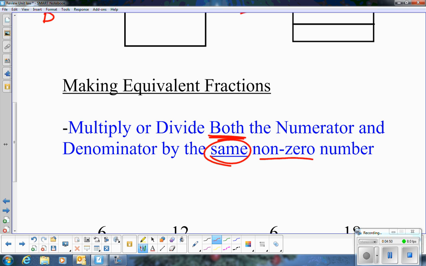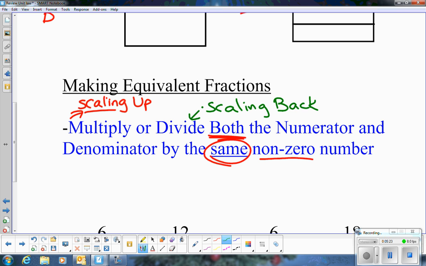Now, we use the word scaling a lot, or you're going to start using the word scaling a lot. Think about the scale of a map. It's 1 inch equals 1 mile or such. It's almost like making a fraction. Another word for multiplying is scaling up or scaling bigger. And divide is going to be scaling back or scaling down.